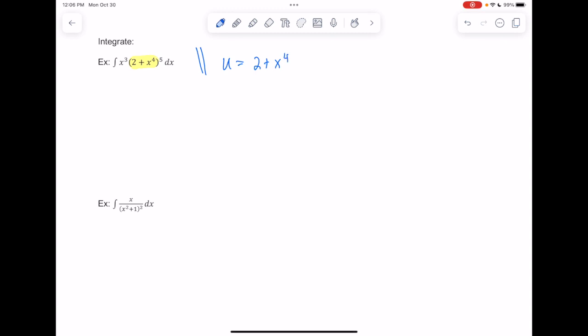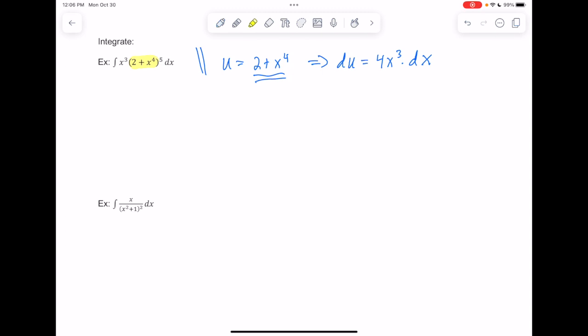And then to try and clean up the leftovers, we want to find du. du is the derivative of this times dx. So derivative of 2 is 0, derivative of x to the fourth is 4x to the third. And again, when you're finding du, and you do the derivative of your u function, you have to tack on the dx.